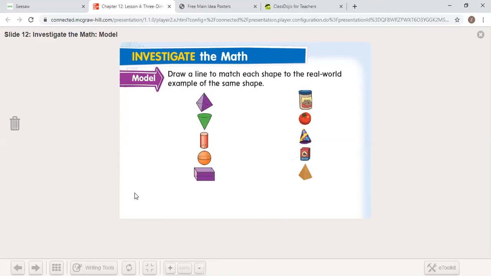So we don't have to draw the line to match the real world shape to these 3D shapes, but we're just gonna go ahead and look at them. I got a pyramid, a cone, a cylinder, a sphere, and a rectangular prism. Over here, hopefully you can identify which of each of these shapes would match the shapes over here. If you want to go ahead and pause it and discuss what shape these are, go ahead. You should have said this was a cylinder, a sphere, cone, rectangular prism, and a pyramid.